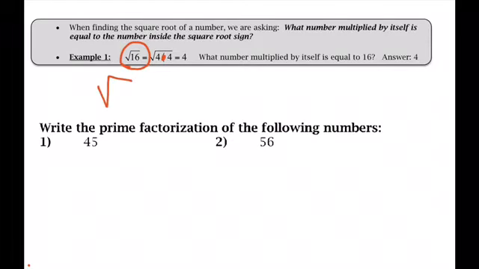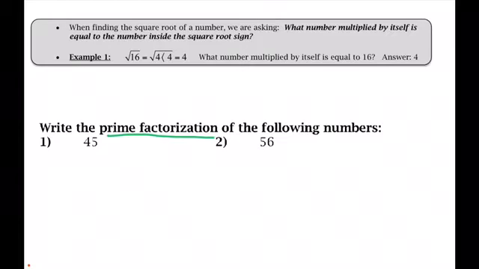So say the square root of 25. We would say that that's equal to 5 because 5 times 5 is 25. The square root of 64 is equal to 8 because 8 times 8 is 64. And so we're going to start by doing prime factorization.